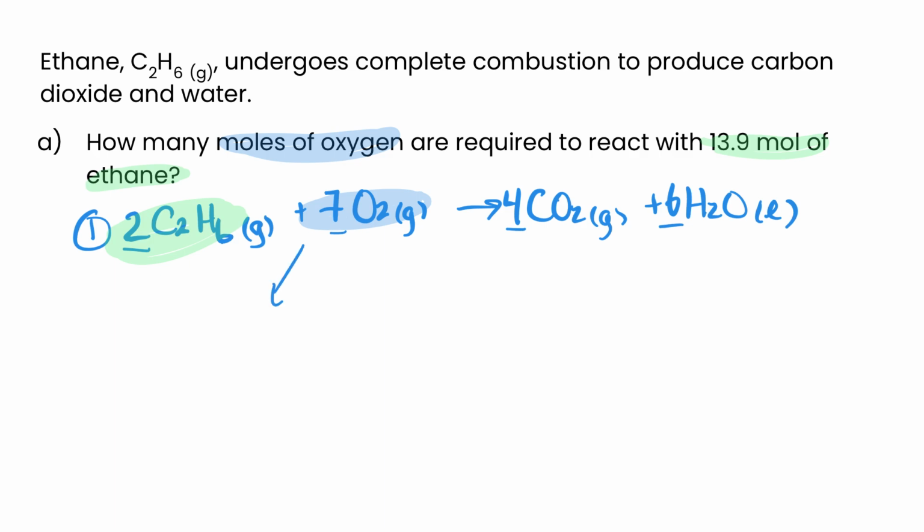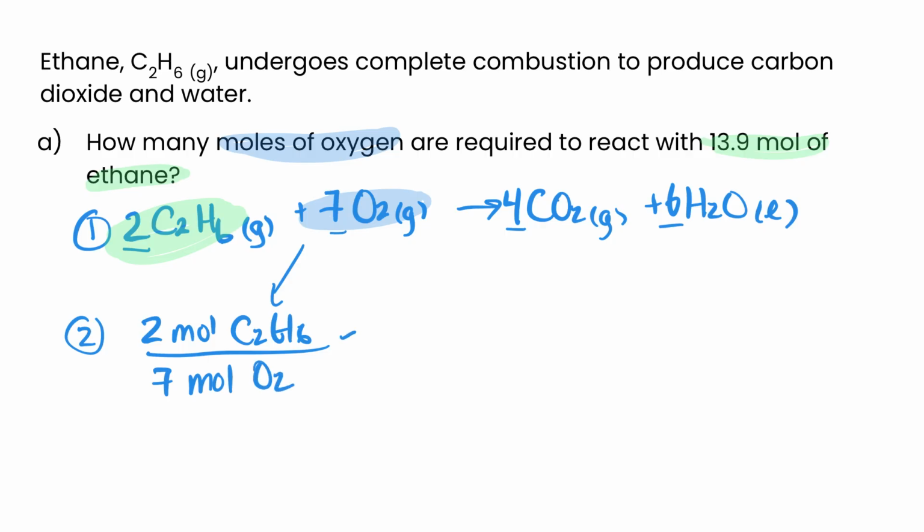Let's set up our mole ratio then. So this is step 2. And we know that for 2 moles of ethane from our balanced chemical equation, we need 7 moles of O2. And the problem gives us 13.9 moles of ethane. So ethane was on the top on that side, so we're putting it on the top here. And then X moles of O2.